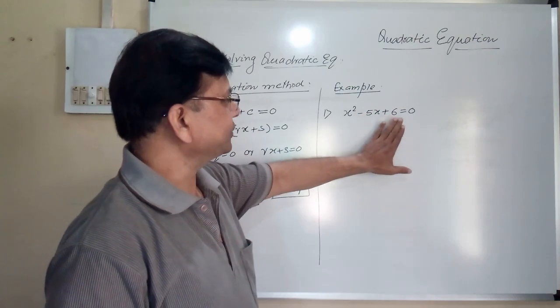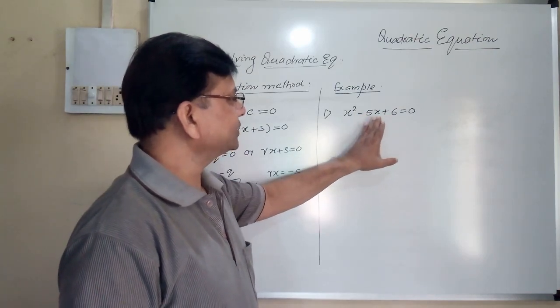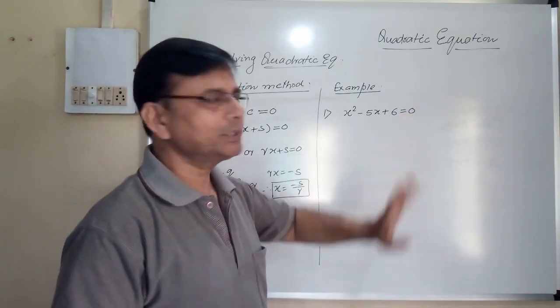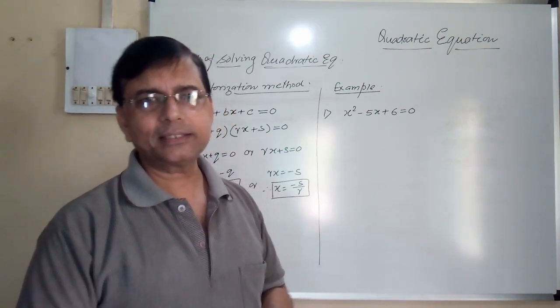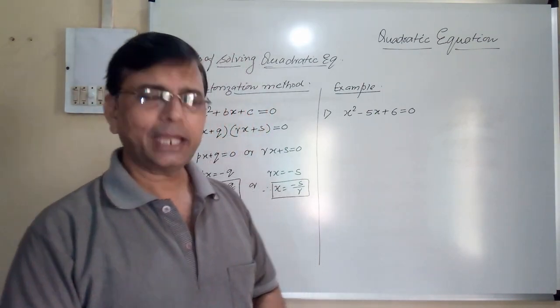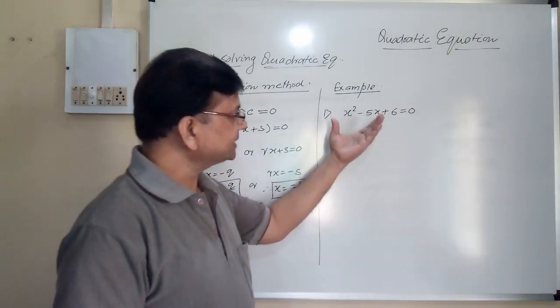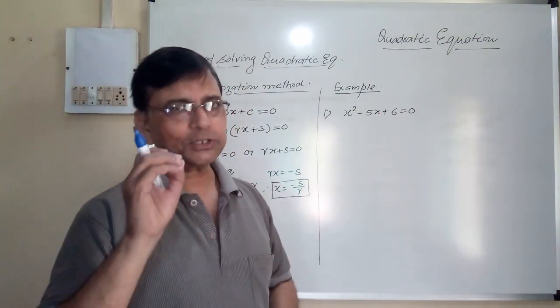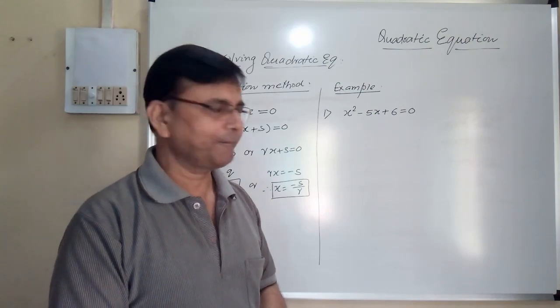Suppose this is the equation, x square minus 5x plus 6 is equal to 0. We have to find the solution of this equation, which means we have to find the values of x. So there is a standard method. That method should be understood by you very well.